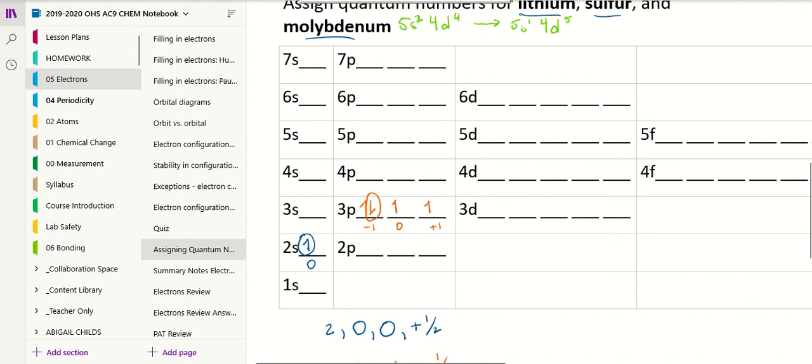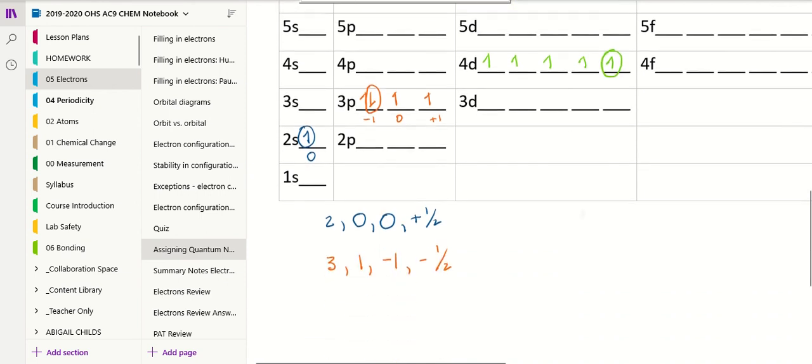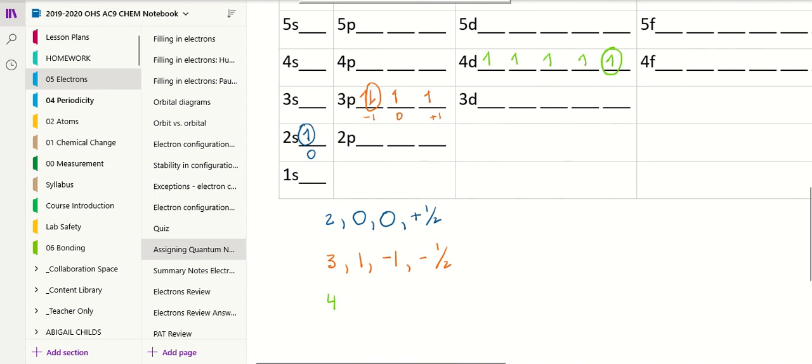Molybdenum ends on 4d5. So 4d, spin up. Oop, wrong color. Spin up, spin up, spin up, spin up, spin up. There's 4d5. What's my energy level? 4. What's my sublevel? 2 for D. What's my orbital? 0, plus 1, plus 2, negative 1, negative 2. I am plus 2. And what's my spin? Plus 1/2. Questions?